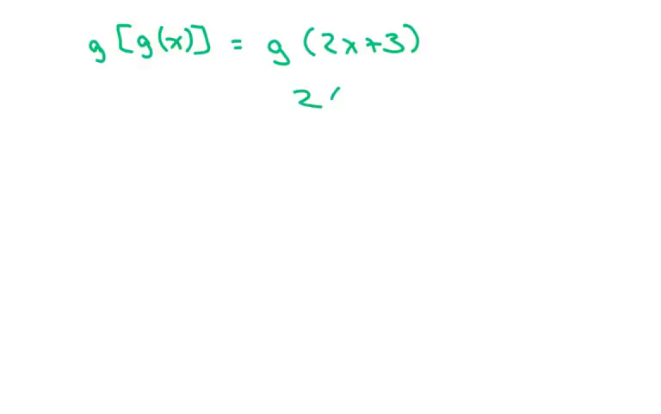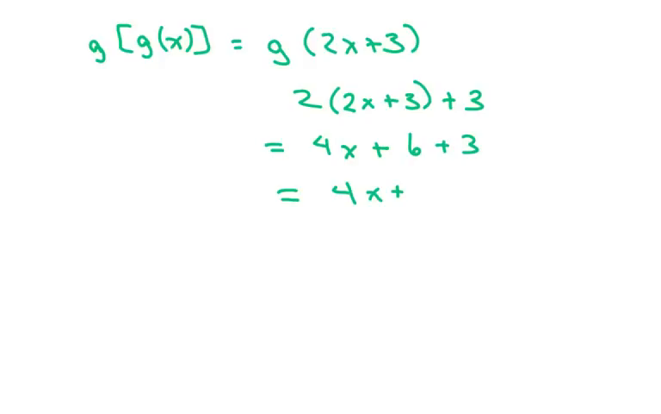And the last one is g of g, which would be g of 2x plus 3, which means we have 2 times 2x plus 3, which equals 4x plus 6 plus 3, which equals 4x plus 9. And the domain is just all real numbers.